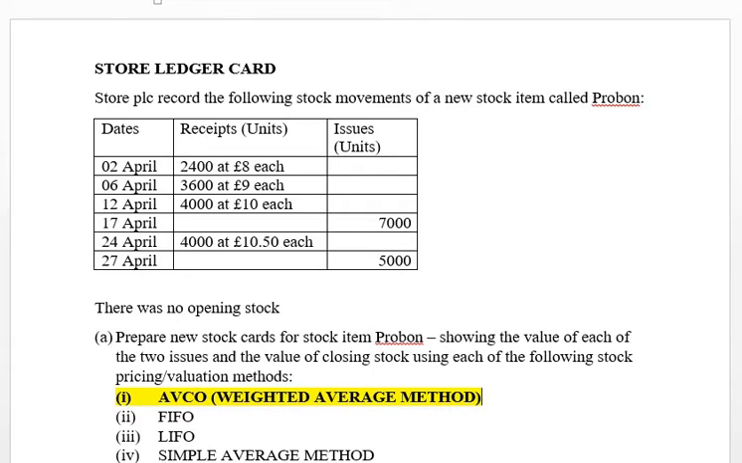We are told there was no opening stock, and so we are required to prepare stock cards for stock item Probon, showing the value of each of the two issues and the value of closing stock using each of the following stock pricing or valuation methods. The first method will use the AVCO. The second method will be first in, first out, LIFO, and lastly simple average method. Let's begin.